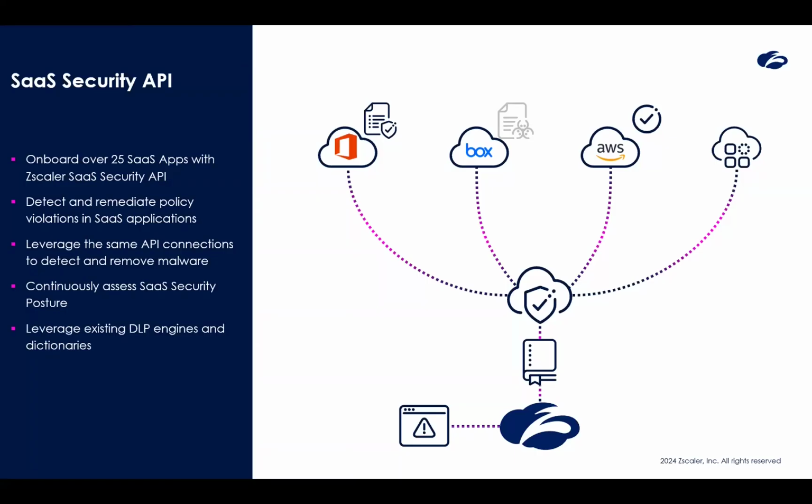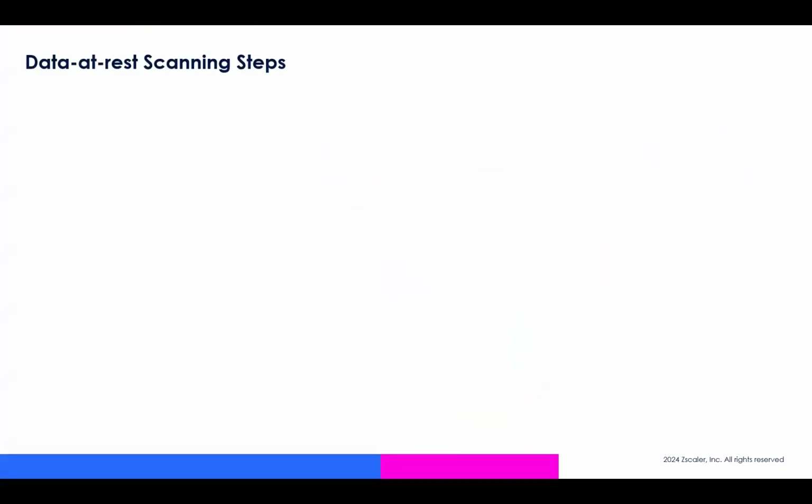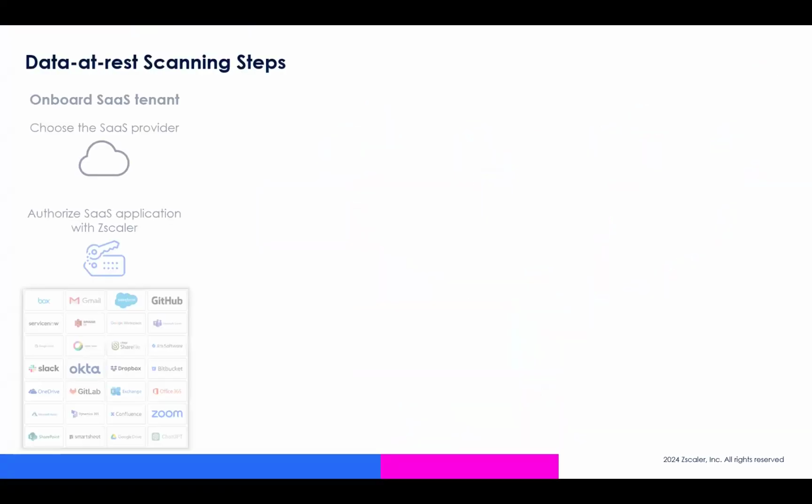DLP policy, meanwhile, is applied to data at rest inside these tenants, leveraging the same engines and dictionaries configured for your inline data loss prevention policy. Finally, UEBA alerts can be configured to trigger in case of anomalous user behaviors such as bulk uploads or downloads of files. Let's talk about the steps required to configure data at rest.